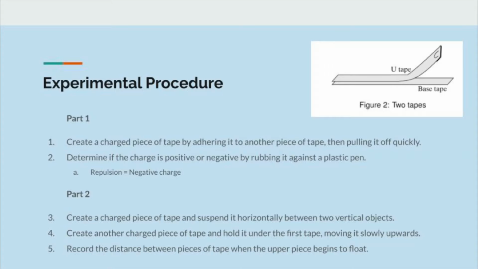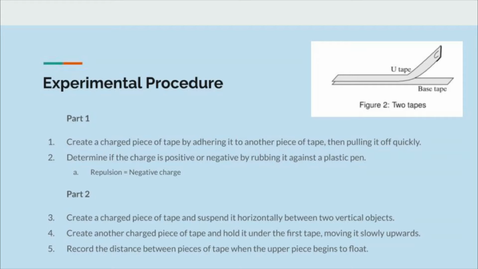The first step in the experiment was to create a charged piece of tape by sticking it onto another piece of tape on the table and then pulling it off very quickly. This caused a transfer of electrons. We were then able to determine if the charge on the piece of tape was positive or negative by rubbing it against a plastic pen. We knew that this plastic pen was negatively charged and that the tape was repulsed by it, so we knew that the piece of tape was also negatively charged.